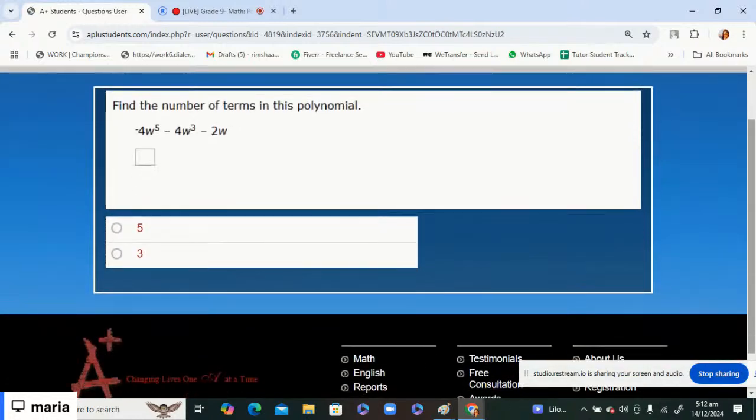All right, find the number of terms in this polynomial: 1, 2 and 3. So there are a total of 3.